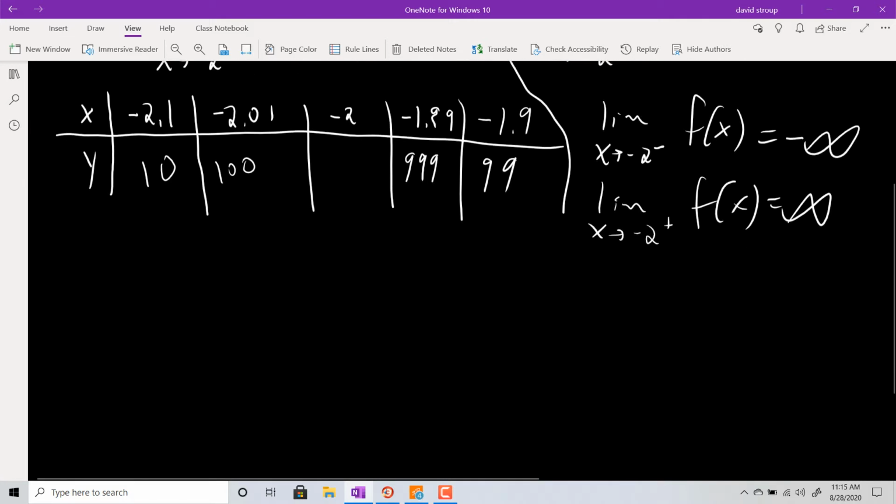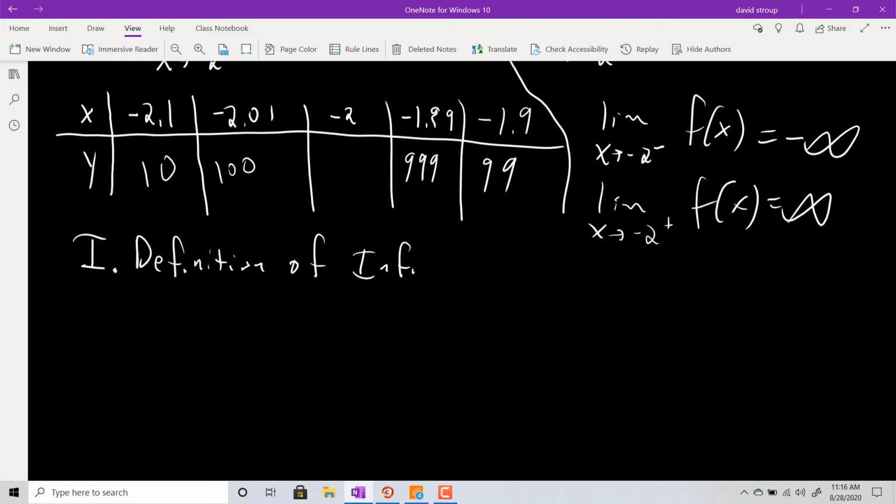Anyways, we have a strict definition for the infinite limit, just like we had a strict definition for the regular limit. I will not be beating this to death. I'm not going to make us do proofs with these. But I just want to note it for the sake of completeness. So, the definition of an infinite limit.